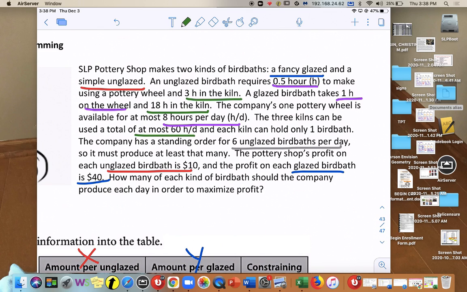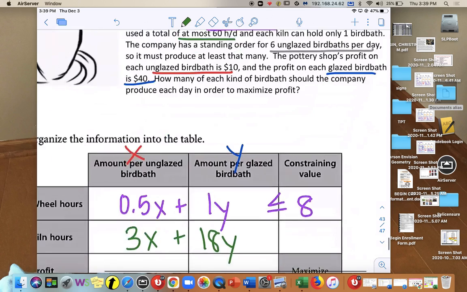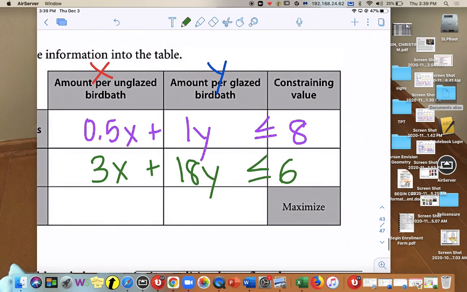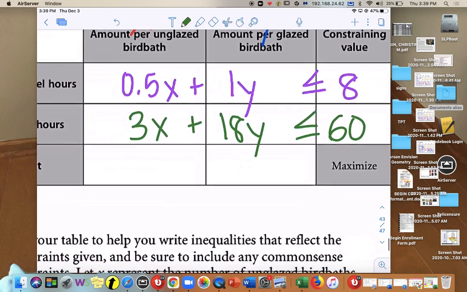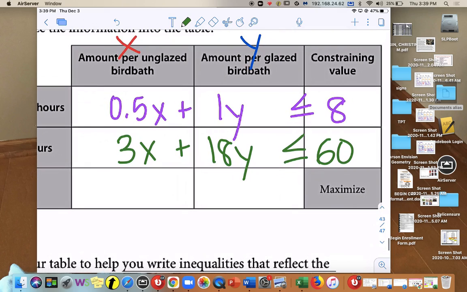So I know 60 hours is more than a day, but what that means is, for example, each kiln you can use 20 hours a day. So total you'd have 60 hours of kiln time if you count 20 hours per oven. So we can use at most 60 hours. So we'll say that the amount that we spend over here has to be less than or equal to 60. So those are called constraining values. They hold us back from just making a ton of bird baths to make a ton of money.